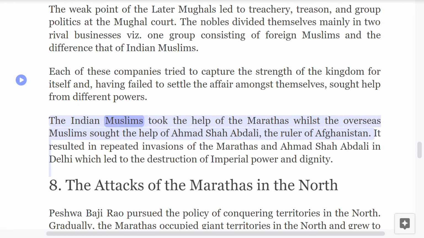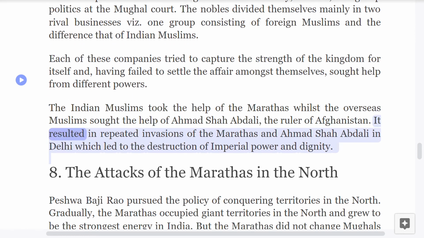The Indian Muslims took the help of the Marathas while the foreign Muslims sought the help of Ahmad Shah Abdali, the ruler of Afghanistan. It resulted in repeated invasions of the Marathas and Ahmad Shah Abdali in Delhi, which led to the destruction of imperial power and dignity.